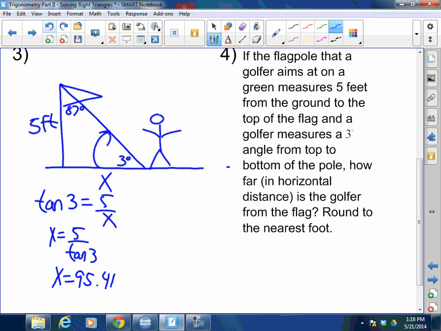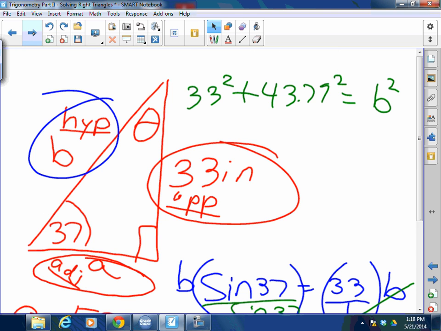95.41 feet. I really apologize about that, guys. I don't think I wrote that question very clearly, apparently. And I apologize. There's no excuse. But does that make sense? You promise? Yes? Okay. Let's practice.